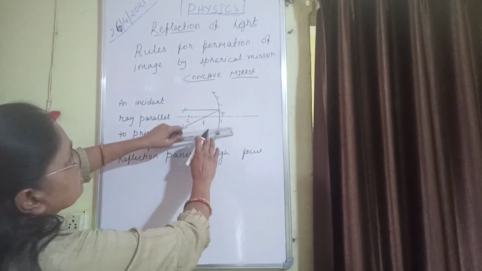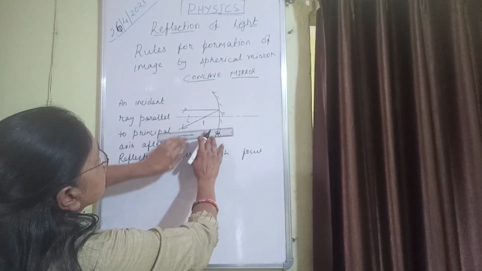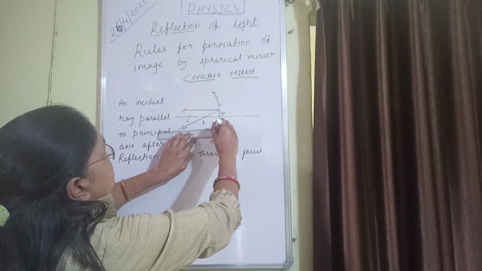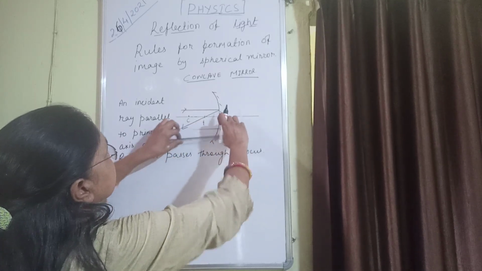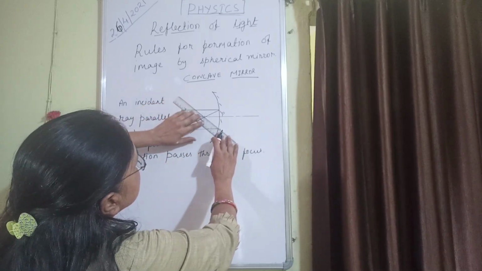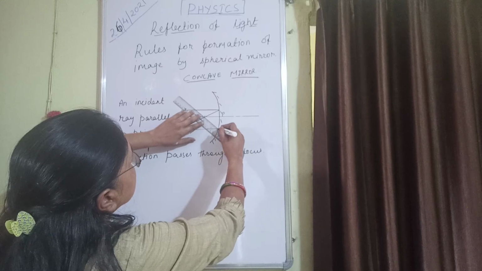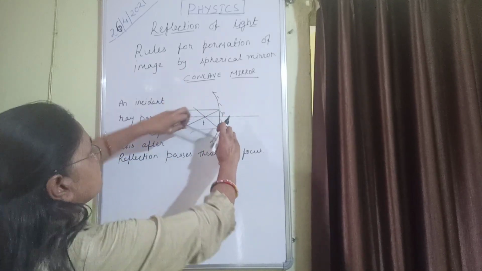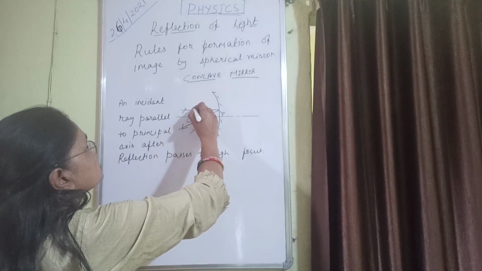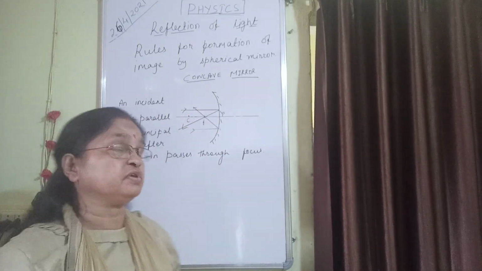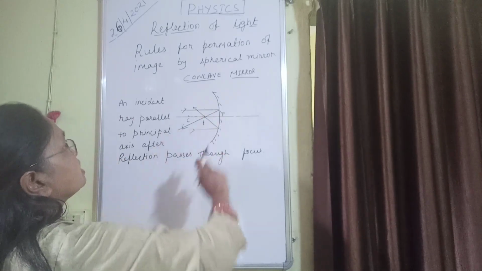Again, अगर हम इसको नीचे में ले लिए, another ray I am taking parallel to the principal axis. Then after reflection it passes through focus. Just see. इसीलिए first rule is applicable everywhere. आपको उसके लिए नहीं सोचना है, चाहे जो भी रे डायग्राम हो, it is applicable everywhere. This is for concave mirror.